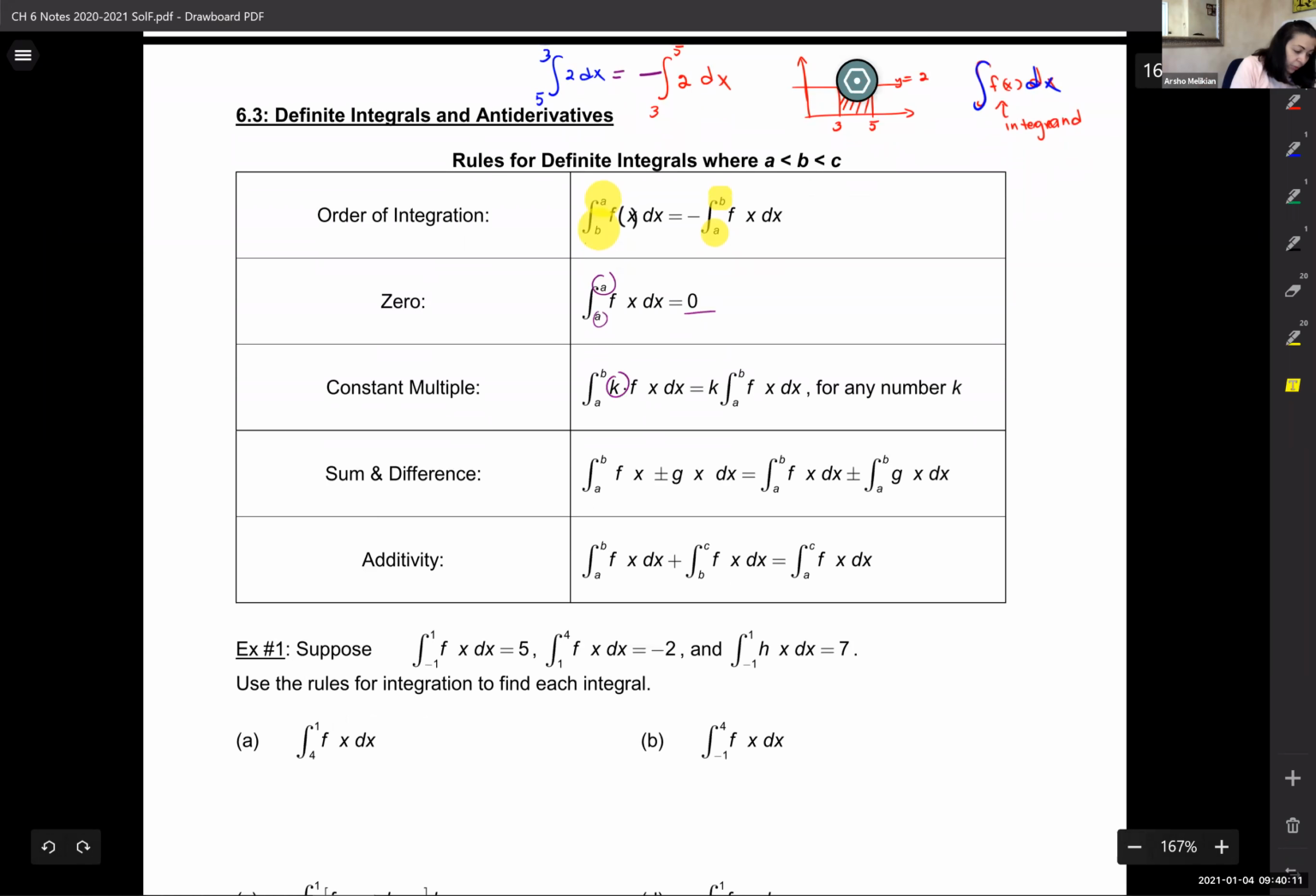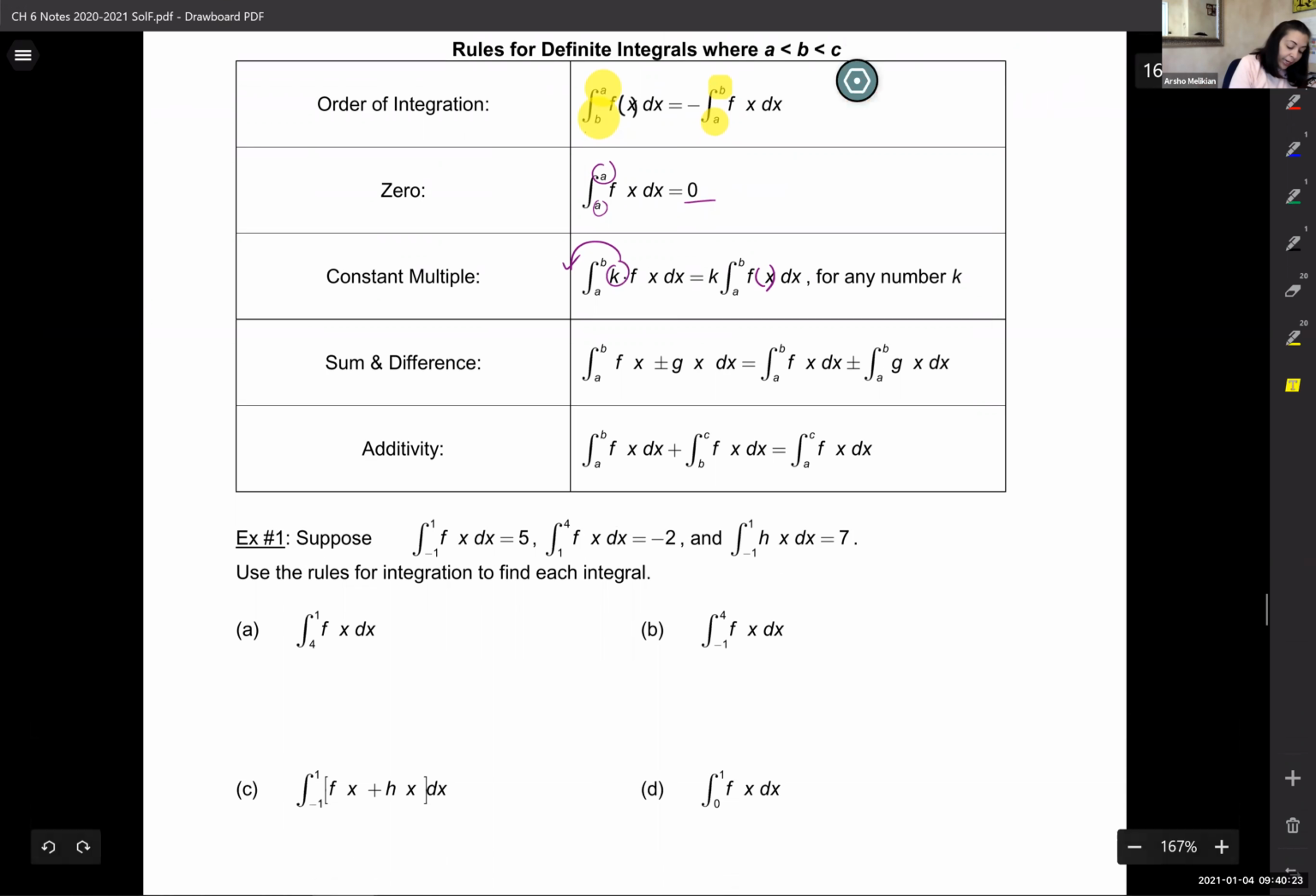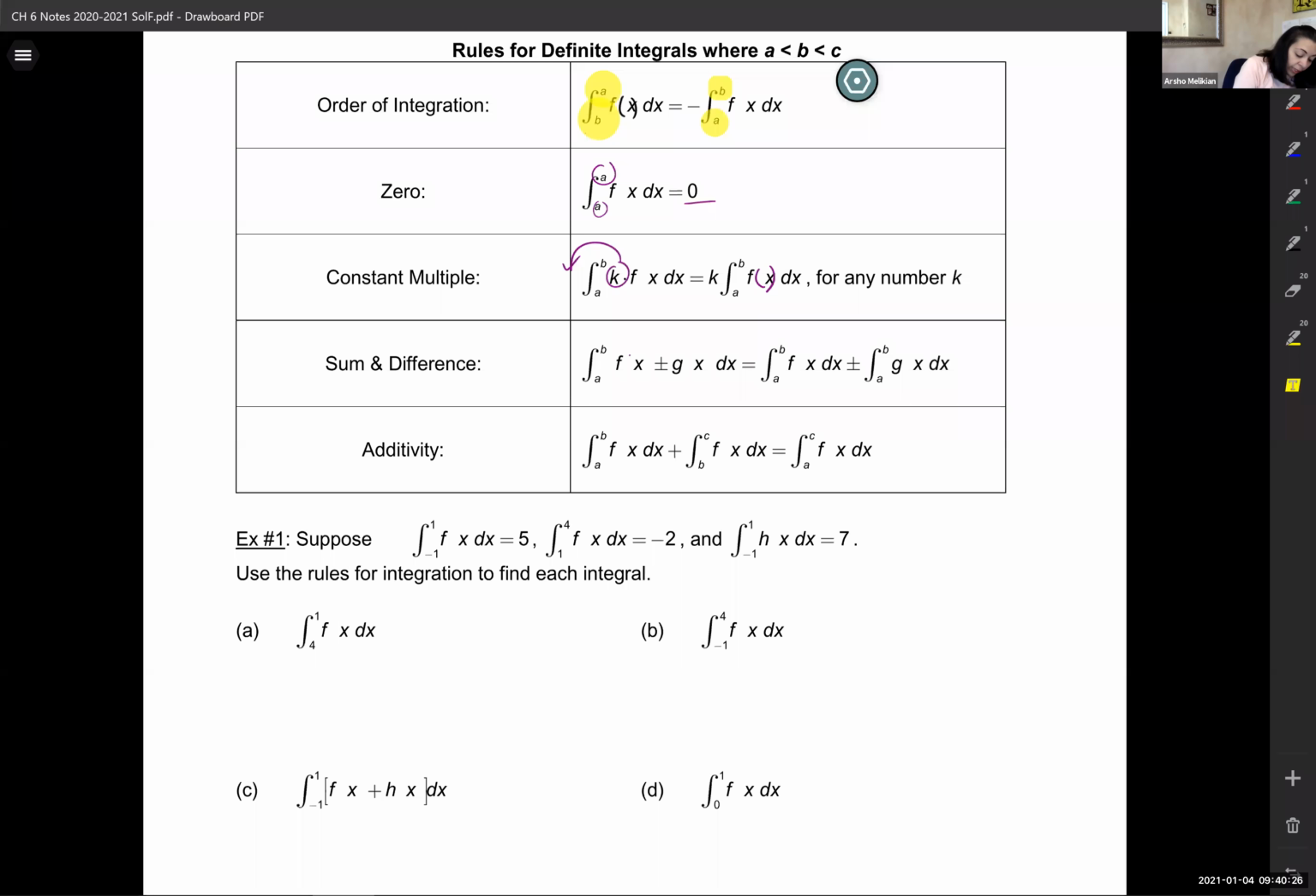A constant multiple, we've talked about this. If you have a constant inside the integral, you can take it out, and it'll just be the constant times the integral. Now, if you have f of x plus or minus g of x, you can just separate the integrals, integral of f of x plus integral of g of x. These are just the properties. It's like when we do associative, commutative, and you don't really get anything out of it until you're using it.